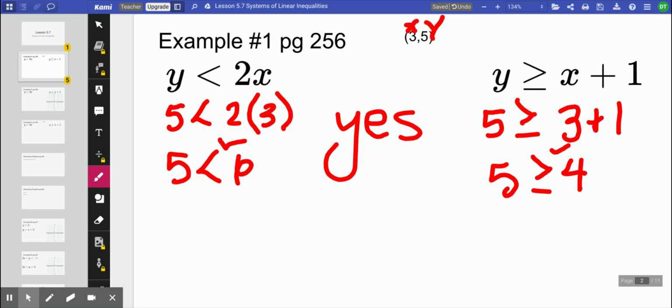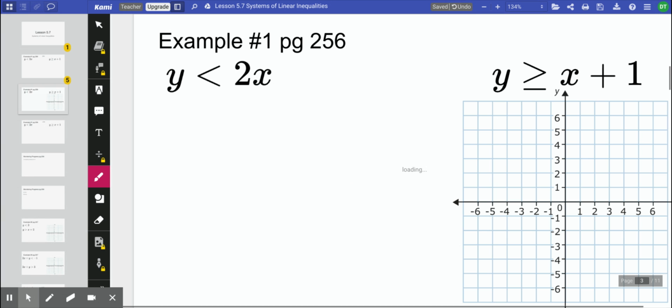So what exactly does that mean? We figured out, when we just graphed one inequality, that a solution meant it was found in the shaded portion of the graph. What does it mean if we have a system of equations? So let's kind of evaluate this a little bit.